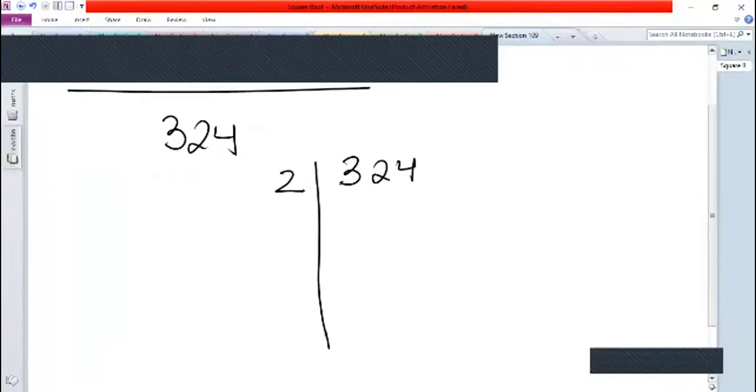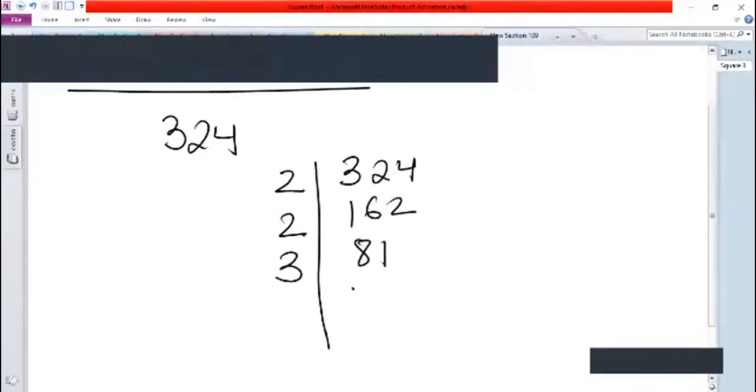For example, it can be divided by 2. So 324 divided by 2 gives you what? 162, ma'am. Again divided by 2 gives you what? 81, ma'am. Now 81 can be divided by which number? 3, ma'am. Okay, 3. So it gives you what?